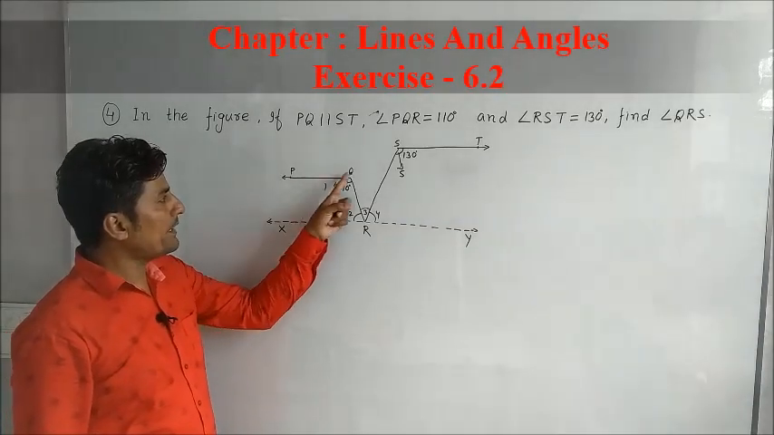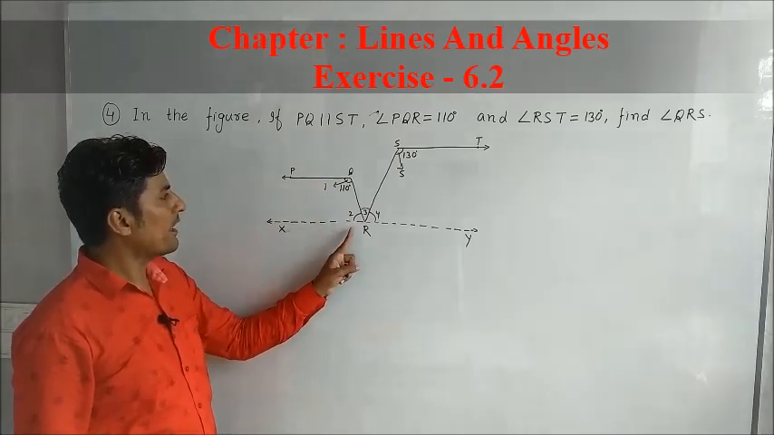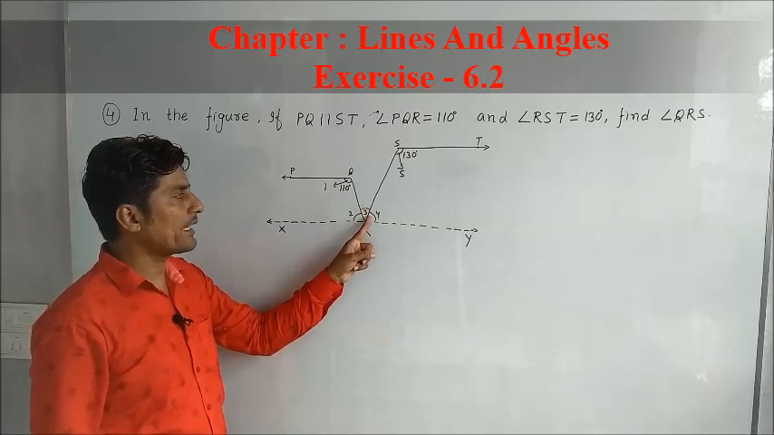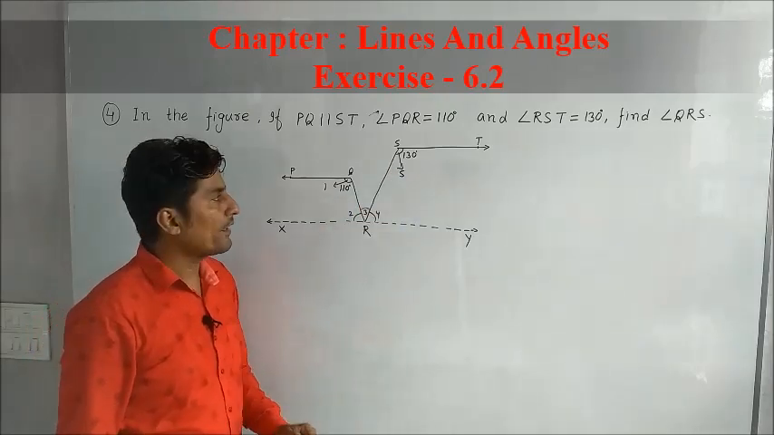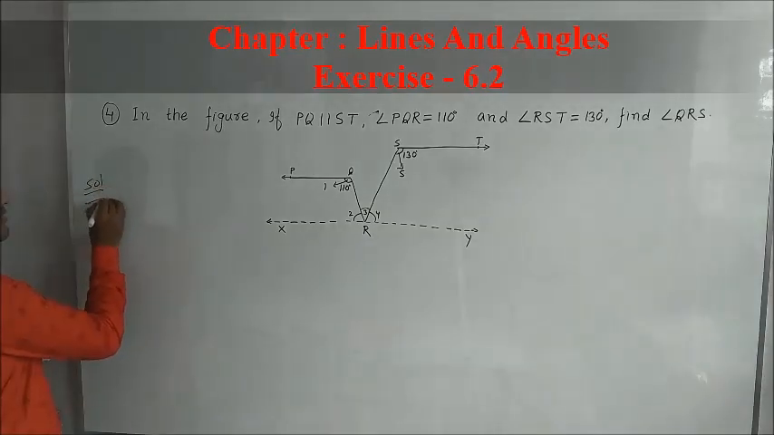The name of angle PQR I have taken 1. The name of this angle, means XRQ, I have taken 2. While the name of this angle is 3, name of this angle is 4, name of this angle is 5. Then let us see the solution of this question.